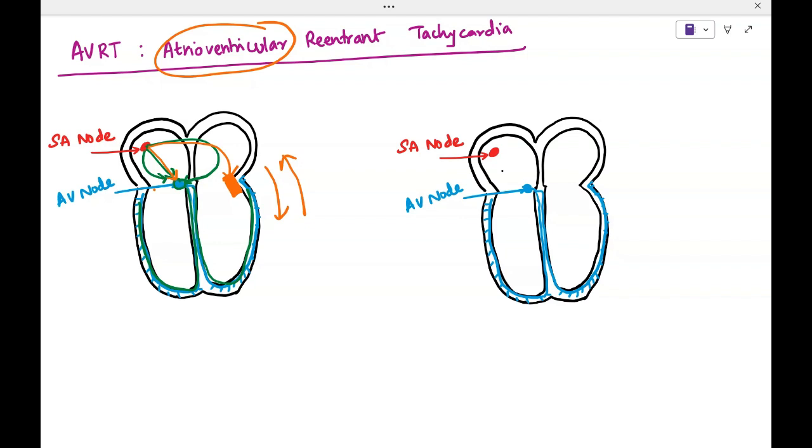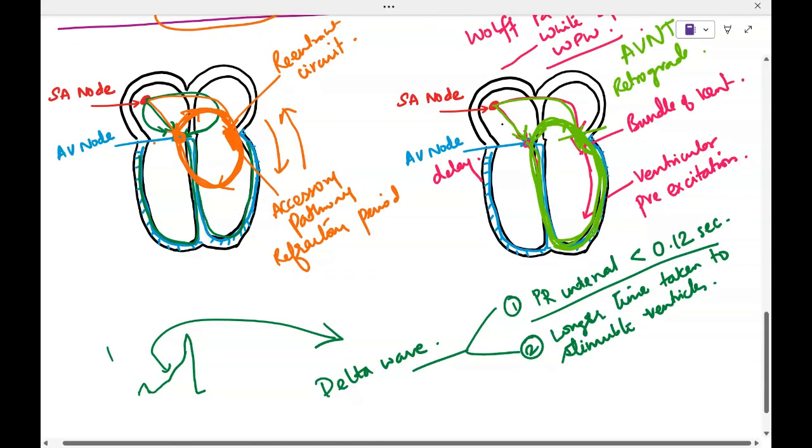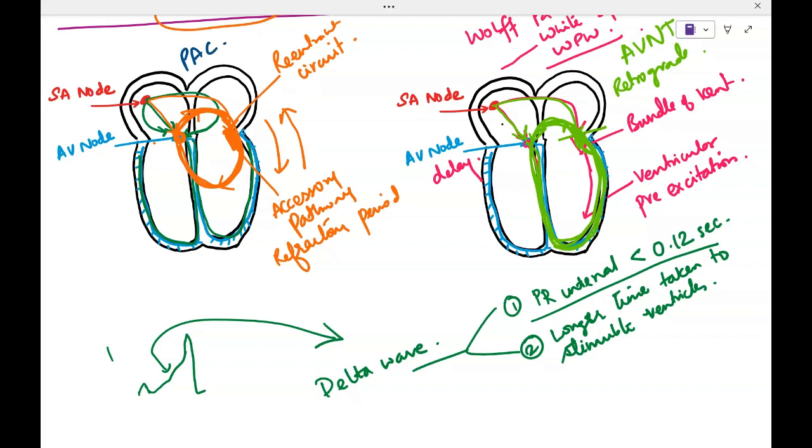In which direction it is going to conduct the impulse depends on the refractory period of this accessory pathway, as well as the direction in which the impulse is coming from. So it can go in any direction depending on whether it's a premature atrial contraction. If it's a premature atrial contraction, it can go in this direction. Or if it is a premature ventricular contraction, it can go in the opposite direction. Also, it depends on whether the accessory pathway is in the refractory period or not, whether the AV node is in the refractory period or not. So it can be in both directions, the anterograde as well as the retrograde direction.